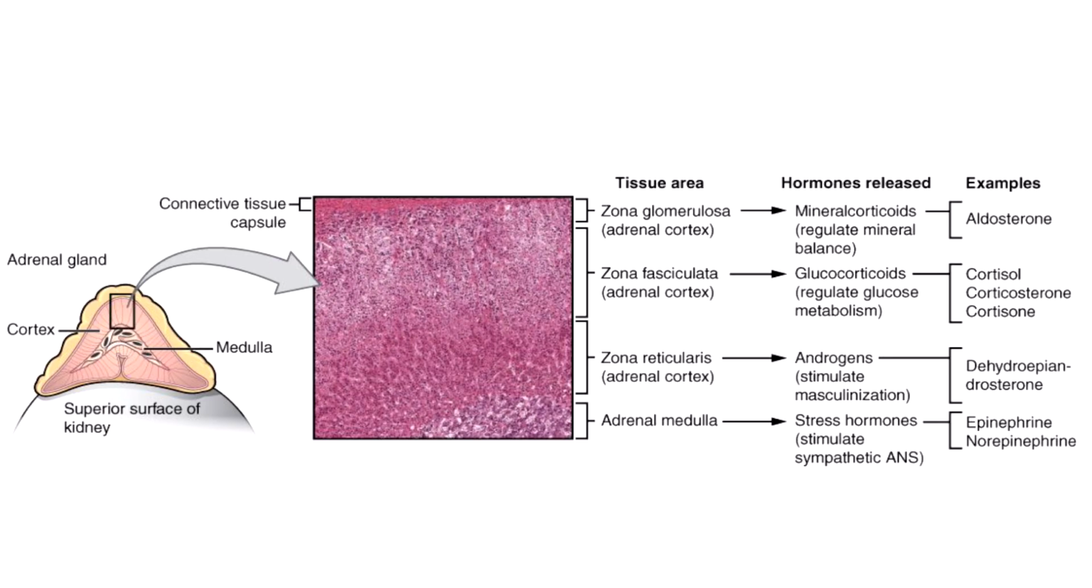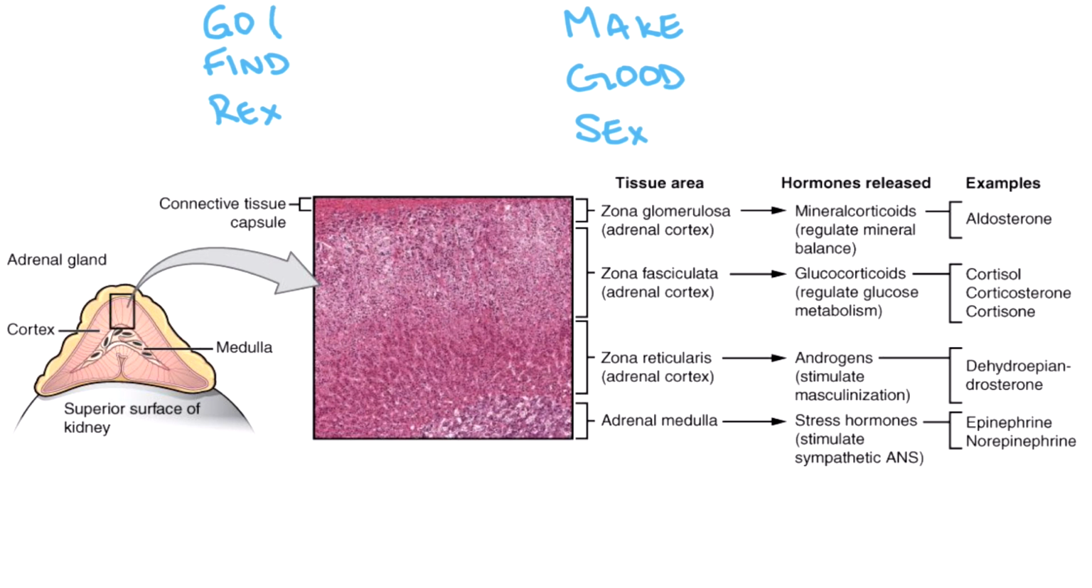The adrenal glands sit on the superior surface of the kidneys and consist of the outer cortex and the inner medulla. Histologically, the adrenal cortex consists of three important zones: the zona glomerulosa, zona fasciculata, and zona reticularis. The primary functions of each of these three zones can be remembered with the mnemonic "go find rex, make good sex." So the G in go stands for the zona glomerulosa, the F in find stands for the zona fasciculata, and the R in rex stands for zona reticularis.